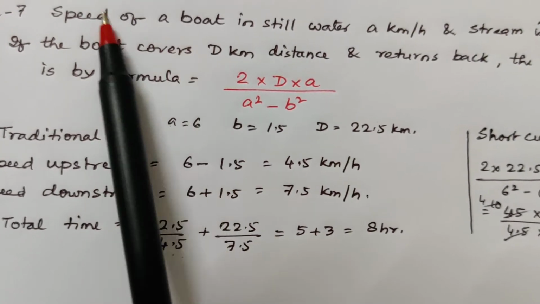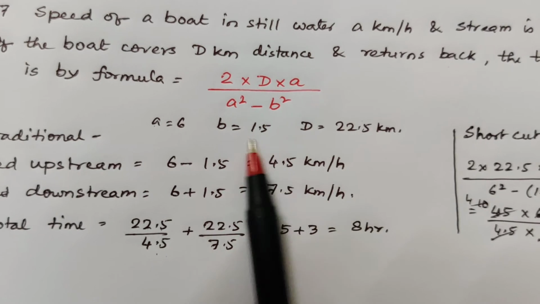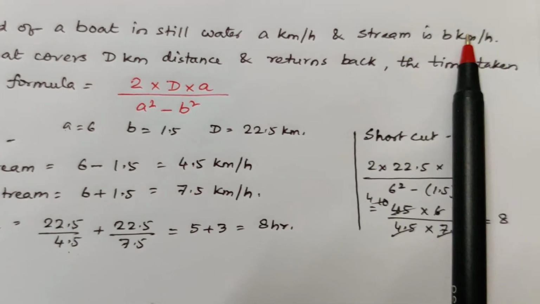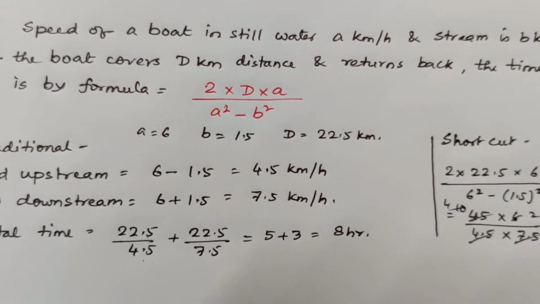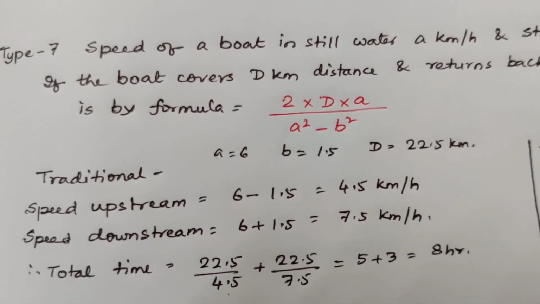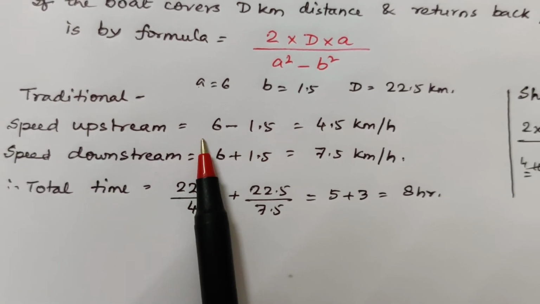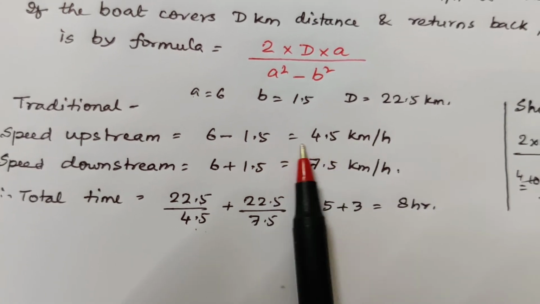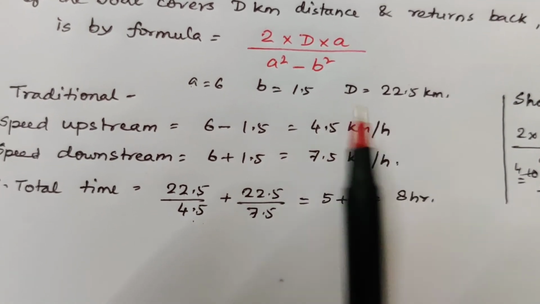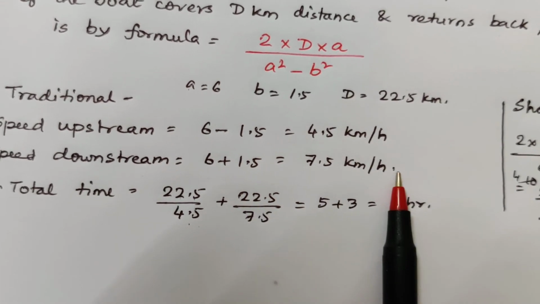Now the values given: the value of a is 6, the value of b is 1.5, and the distance traveled is 22.5 kilometers. Using the traditional method, how much time will it take? We have to find the speed upstream, 6 minus 1.5, that is 4.5 km per hour. Speed downstream is equal to 6 plus 1.5, that is 7.5 km per hour.